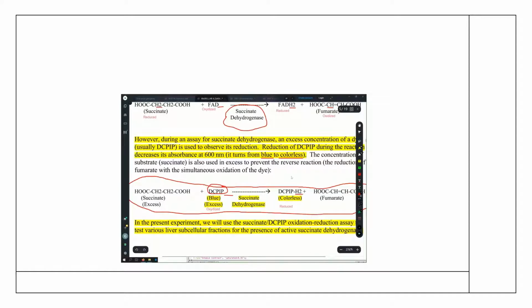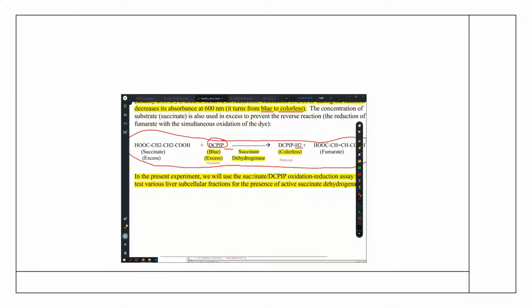However, during an assay for succinate dehydrogenase, an excess concentration of a dye, usually DCPIP, is used to observe its reaction. Reduction of DCPIP during the reaction decreases its absorbance at 600 nanometers. It turns from blue to colorless. The concentration of substrate, succinate, is also used in excess to prevent the reverse reaction, the reduction of fumarate with simultaneous oxidation of the dye.